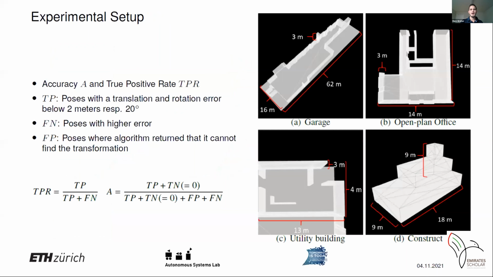To evaluate our different pipelines, we use different building meshes, which can be seen in the right image with the corresponding dimensions. We determine the corresponding values for accuracy and true positive rate on these meshes with simulated and real data. We define the true positives as those scans where the pose estimation differed from the ground truth by a maximum of 2 meters and 20 degrees. All those estimations that resulted in higher errors were defined as false negatives. If the algorithm indicated that it could not calculate the transformation, this resulted in a false positive.